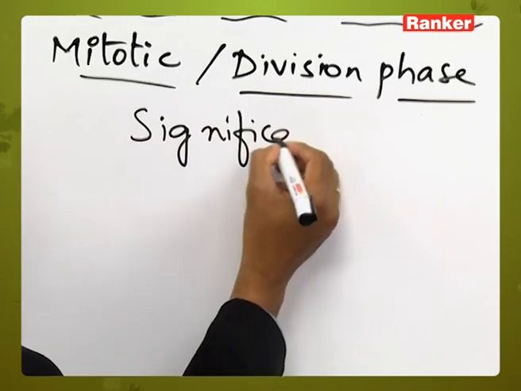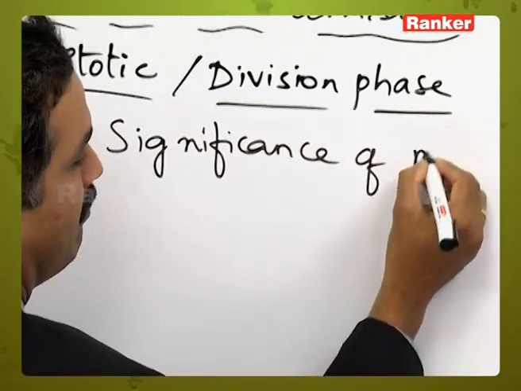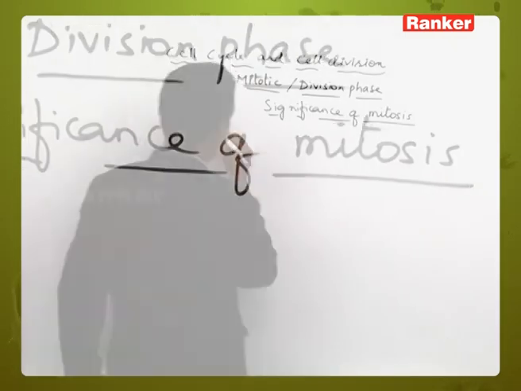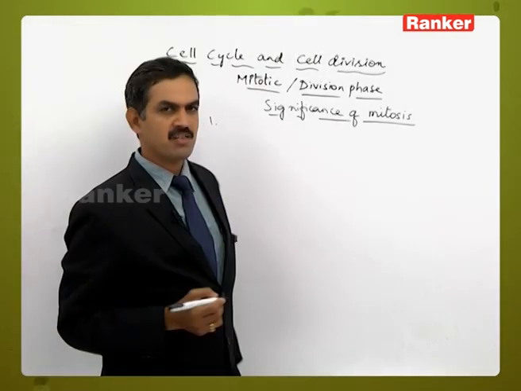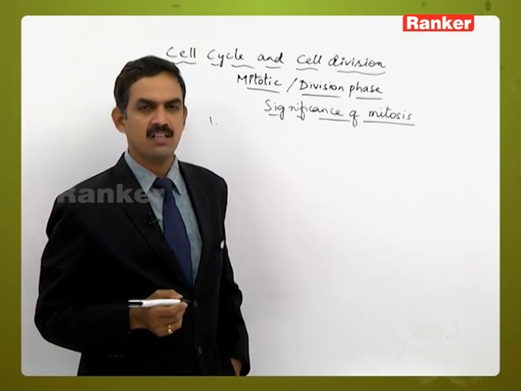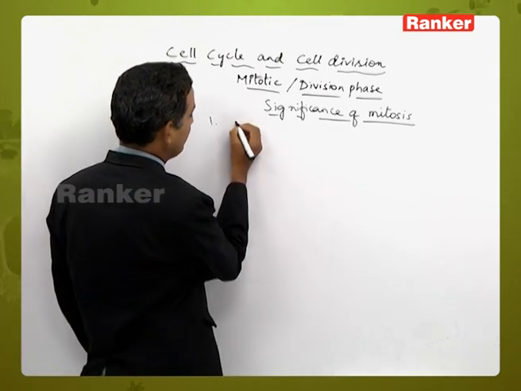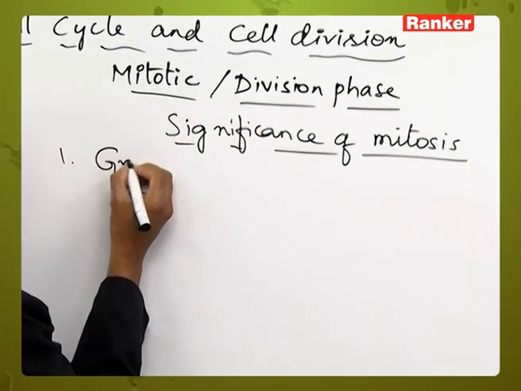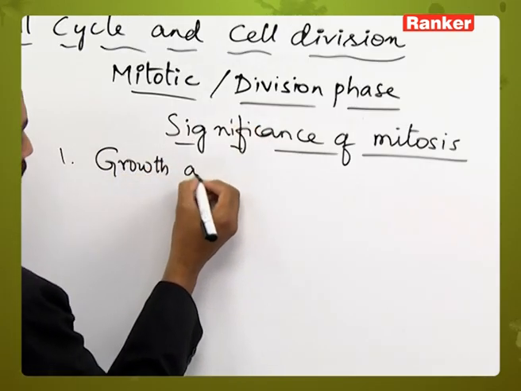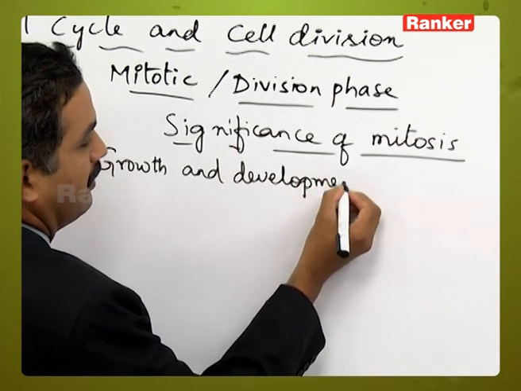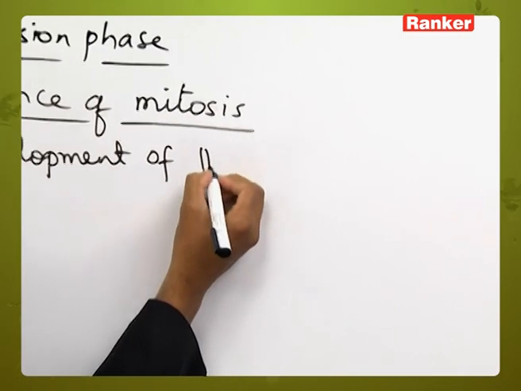Significance of mitosis. As we have discussed, it is a type of division which occurs in the somatic cells. So it will help in the growth and development of the organism.